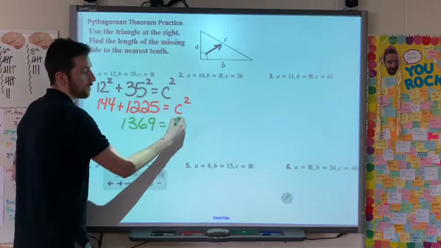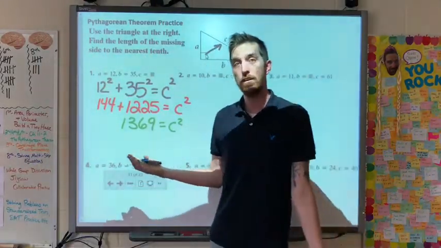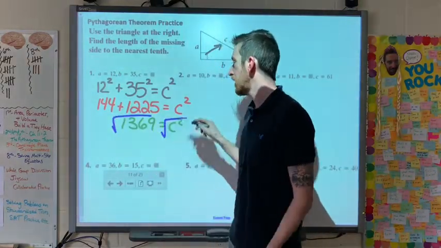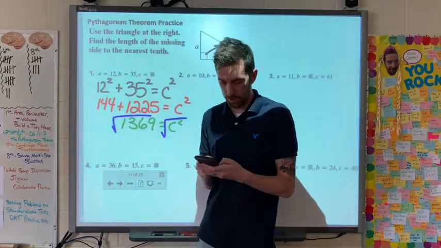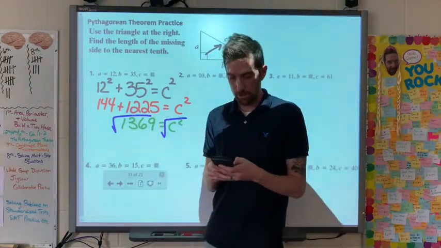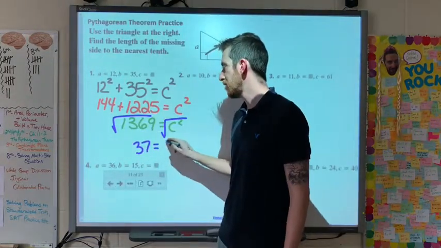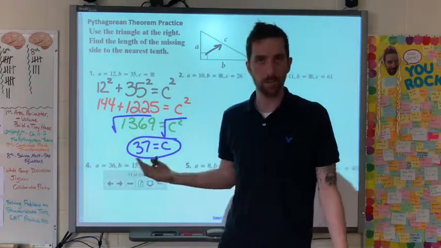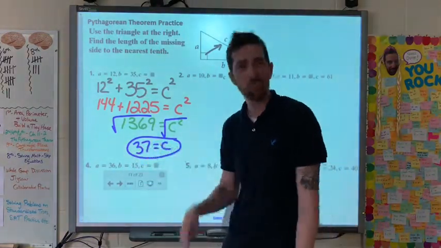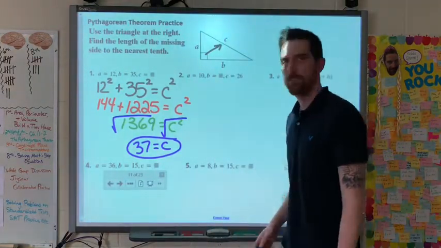1,369 is C squared, but we don't want C squared, so what do we have to do? Yeah, that's right, square root it. Square root both sides. The square root of 1,369 equals 37, right on the money. Now, it's not always going to turn out that nicely. You'll have decimals sometimes, and that's fine. All right, hop on over to number 2.